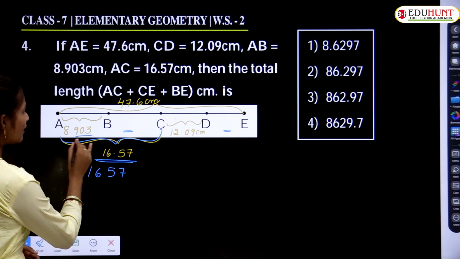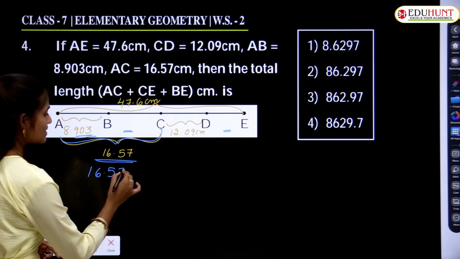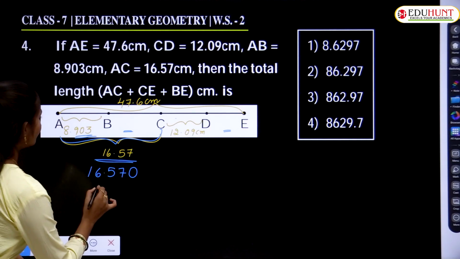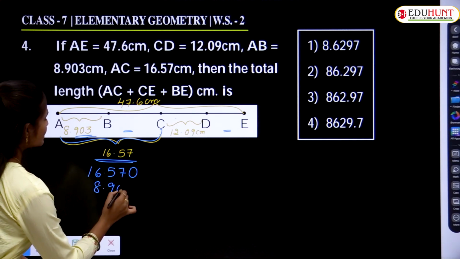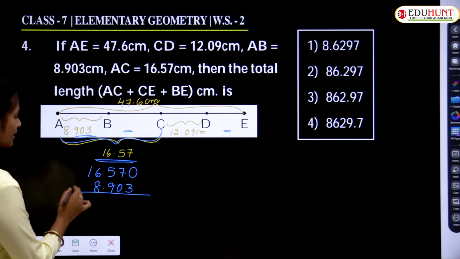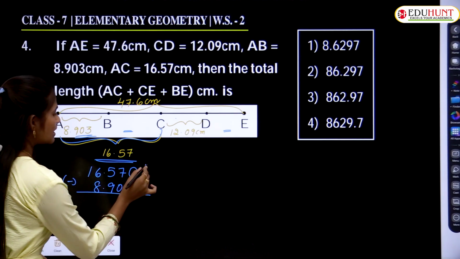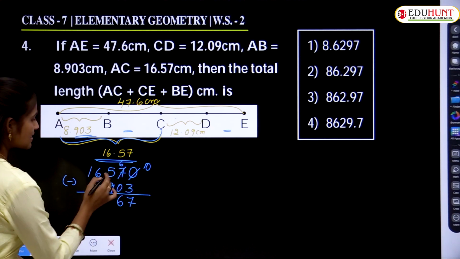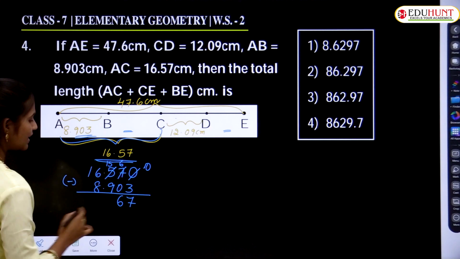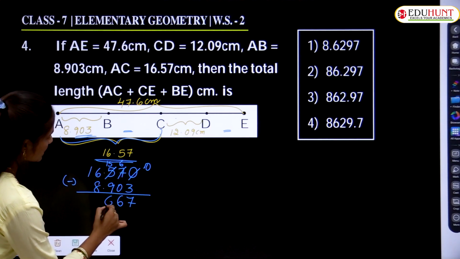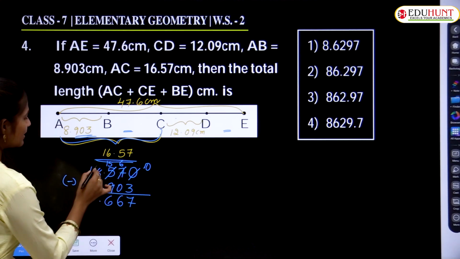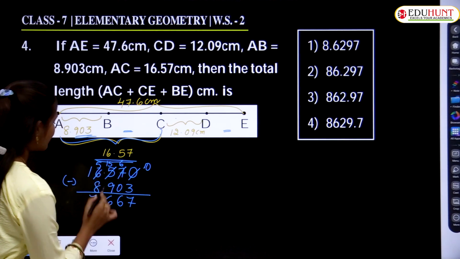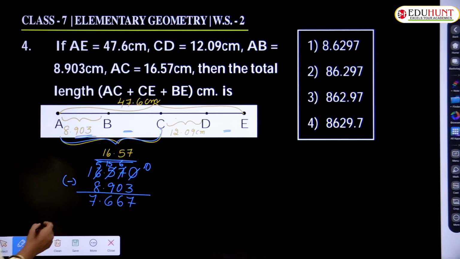That's why here 16.57, and here we have 3 decimal places. That's why we have to keep the point after 3 digits. So minus 8.903. So subtract these two here. So this is 10 minus 3 is 7, and here this is 6 minus 0 is 6, and here 15 minus 9 is equal to 6, point. And here this is 15 minus 8. So 15 minus 8 is equal to 7. So what is that measurement here?